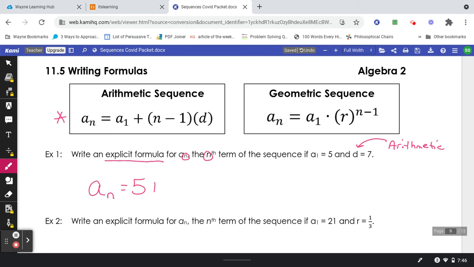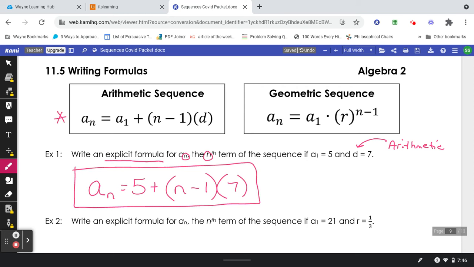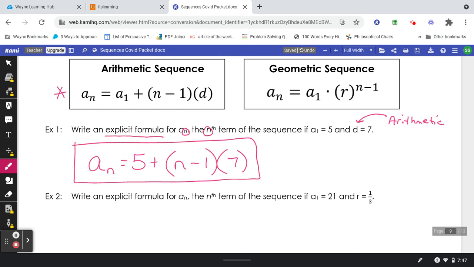A sub 1 is 5. Leave the n as an n. And then the common difference is 7. And that's all we need to do for that one. That is what we call an explicit formula. That way somebody could come in and plug in whatever n they wanted.